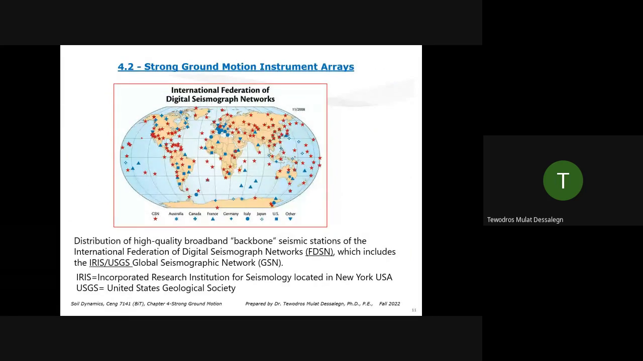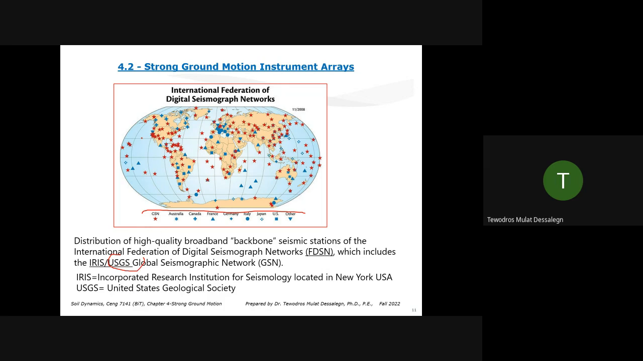Section 4.2, strong ground motion instrument arrays. Now, if there is a seismic event, it occurs, it travels, comes to the ground, and we record it using accelerometers, or the drum in the old days. To do that, there is a wide instrumentation array. There are different organizations with different recording networks: the GSN, the IRIS and USGS. IRIS is the Incorporated Research Institutions for Seismology, and USGS is the United States Geological Survey.